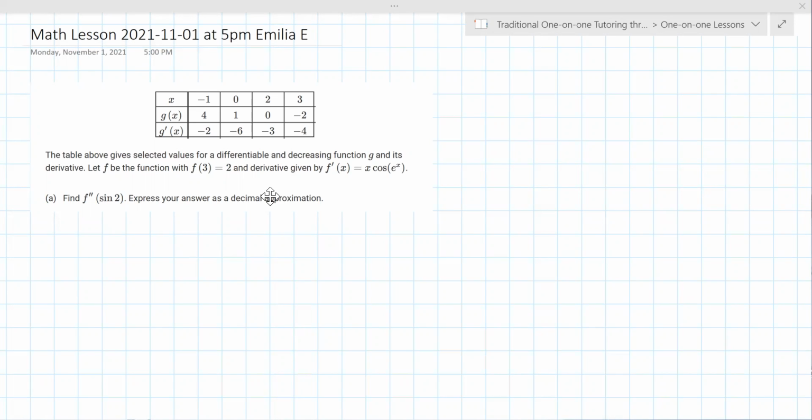Here, they give you a table. They give you f of 3, which is useful because it's not in the table. And they give you f prime here, and they want f double prime. You can ignore this sine of 2 for the moment. You can just pretend like that's x, because you need to find f double prime of x. So basically you need to take the derivative of this.